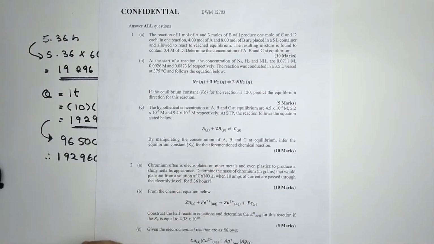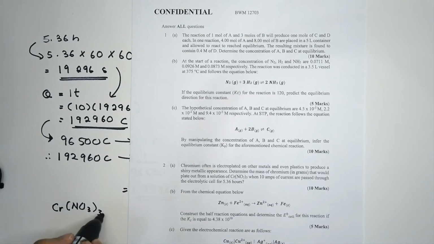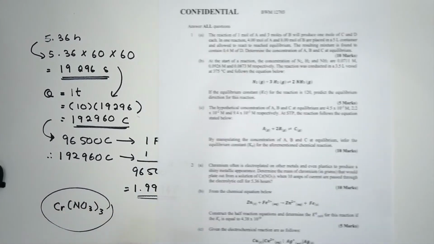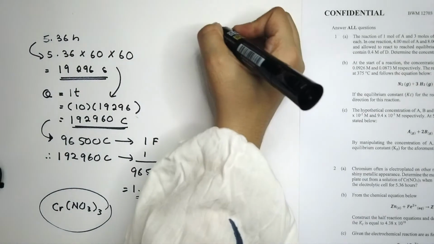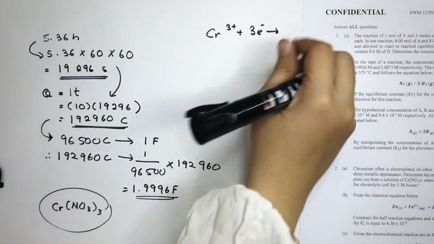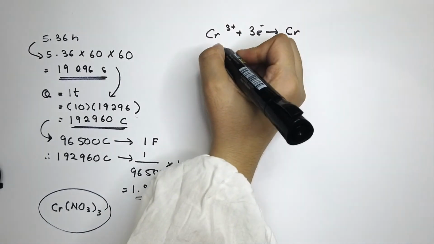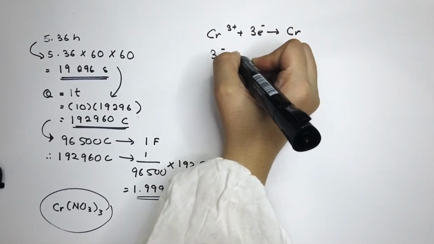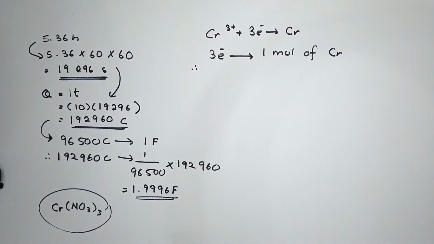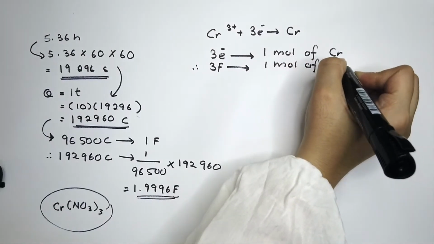Alright, so what else that you need to do? So you need to look at this. So Cr(NO3)3, right? So you need to calculate back what is the oxidation number for the chromium. So I've already done that. So Cr 3 positive plus 3 electron will produce the chromium, right? So it means that 3 electron shall produce 1 mole of chromium. So the amount of electron is equivalent to the Faraday. So it means that 3 Faraday will produce 1 mole of chromium, right?